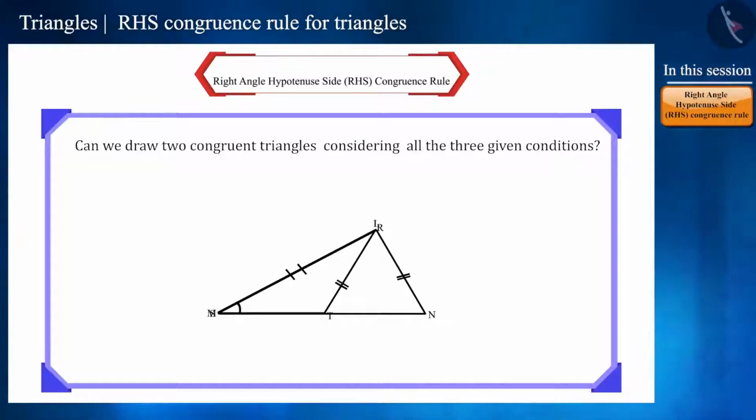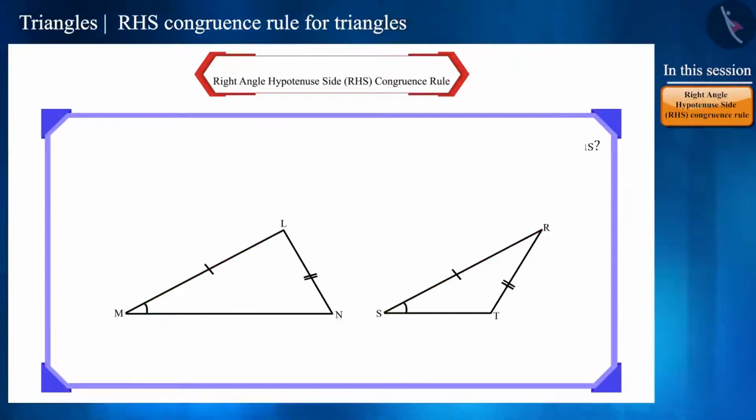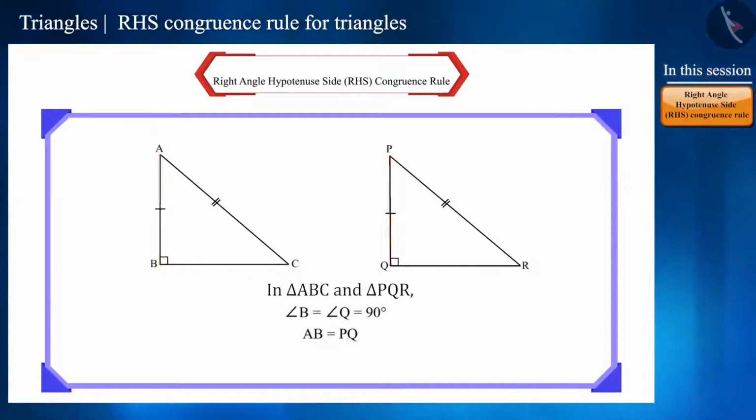Can we draw two congruent triangles considering all the three given conditions? Where the two sides of the triangles are equal and one angle which is not within these two sides is also equal. You can verify that we can draw two such right-angled triangles easily which satisfies all the three conditions. We can see that in these two triangles, an angle which is a right angle is equal and one side and the hypotenuse are also equal.